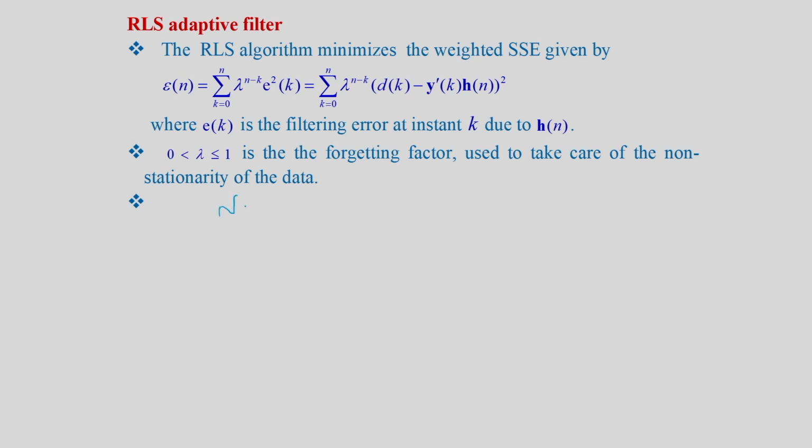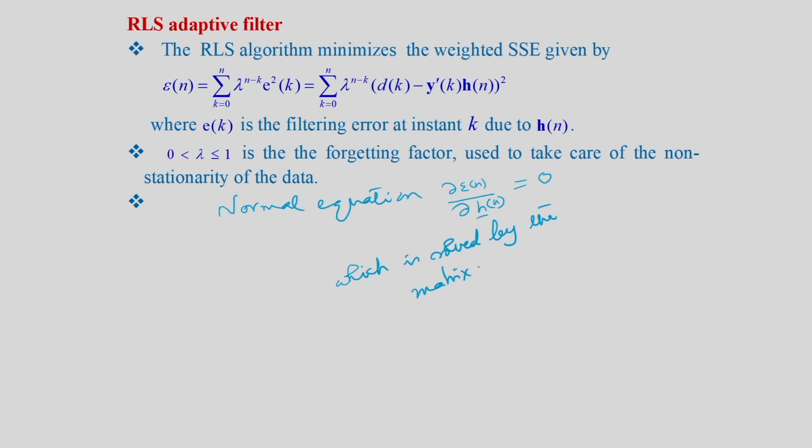We got a corresponding normal equation by setting del epsilon n into del Hn equal to 0. So, from this we got the matrix form of the normal equation, which is solved by the matrix inversion lemma. We get a recursive estimator using the matrix inversion lemma. So, that way we discussed the RLS algorithm, and this RLS algorithm estimates the signal recursively.